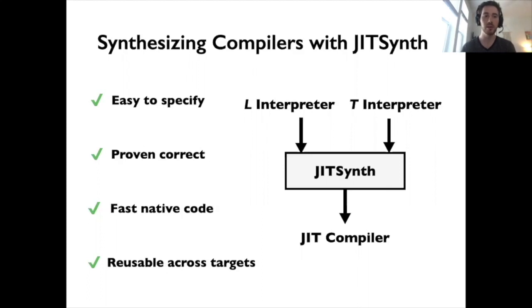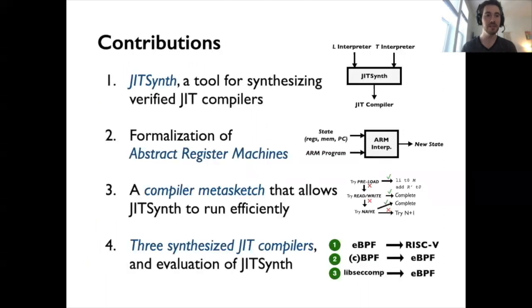Moreover, porting the language L to a new target only requires writing an interpreter for that new language, rather than writing a compiler. JITsynth solves this problem by taking advantage of a new formalization called abstract register machines, as well as leveraging a novel compiler metasketch to guide search. We've synthesized 3 compilers for real-world DSLs to demonstrate JITsynth's effectiveness. Hope to see you at my talk.